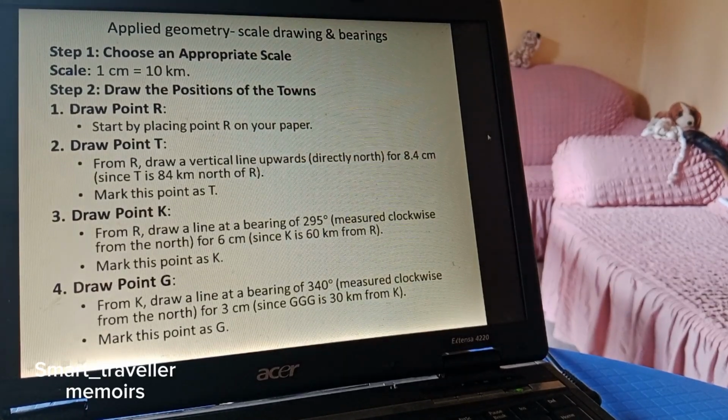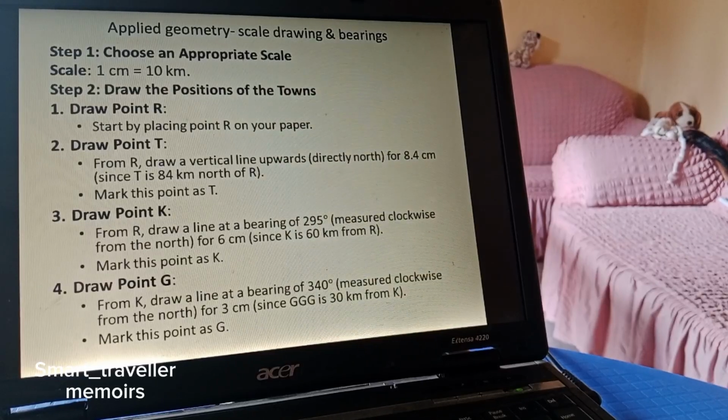Step 1, choose an appropriate scale. 1 centimeter equals 10 kilometers. Draw the positions of the towns. Draw point R. Start by placing point R on your paper. Draw point T. From R, draw a vertical line upwards, directly north, for 8.4 centimeters, since T is 84 kilometers north of R. Mark this point as T.